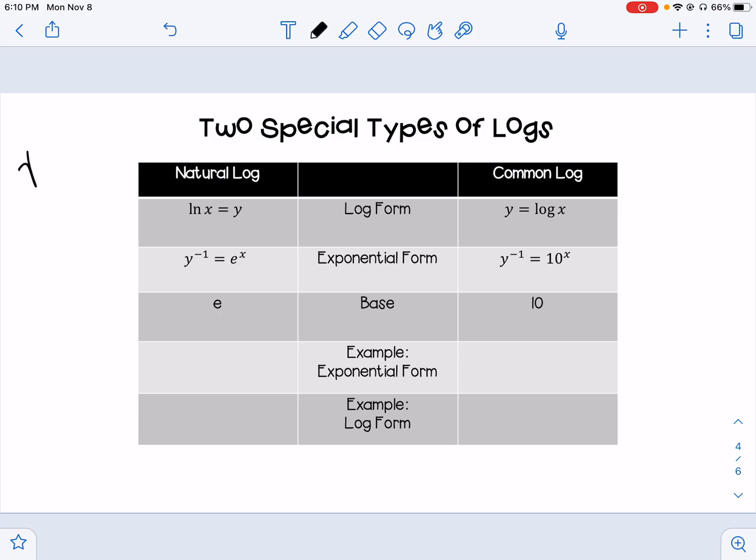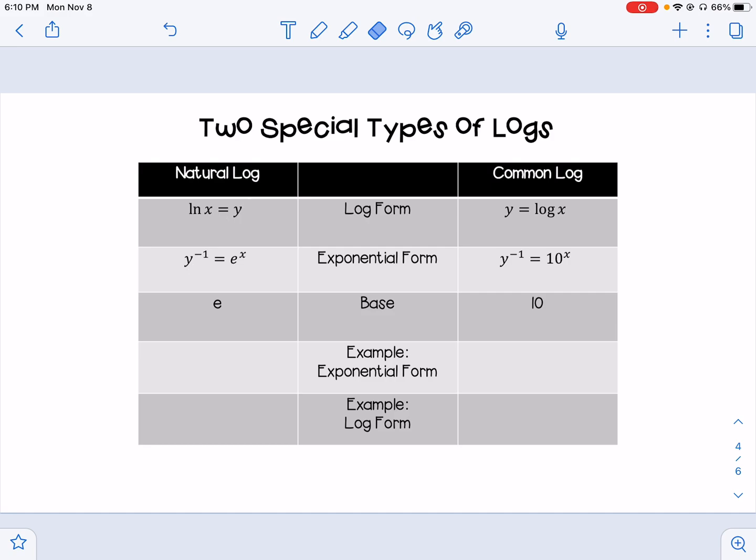So remember, when we did a square root, we didn't actually write the index of 2. We just knew the index was 2. That was our special radical, and it was the square root. Logarithms have two of these. The first one is known as the natural log, and the second one is known as the common log. Natural log, common log. So here, this is going to look in log form and then in exponential form.